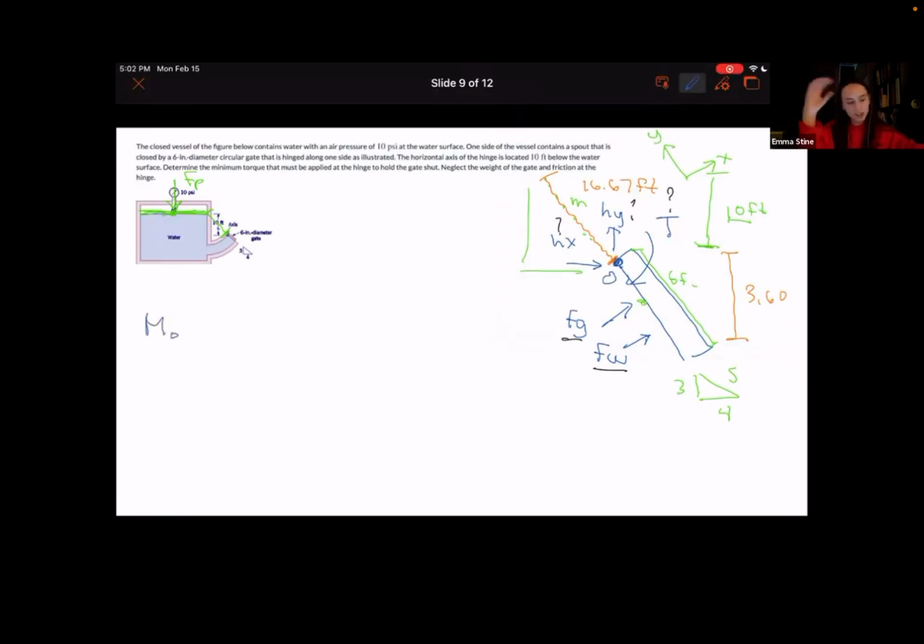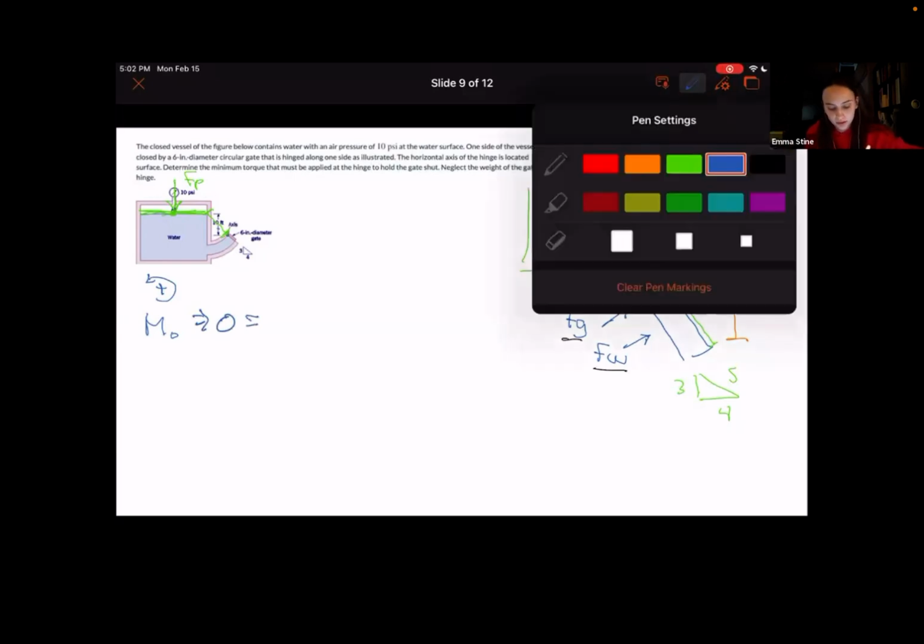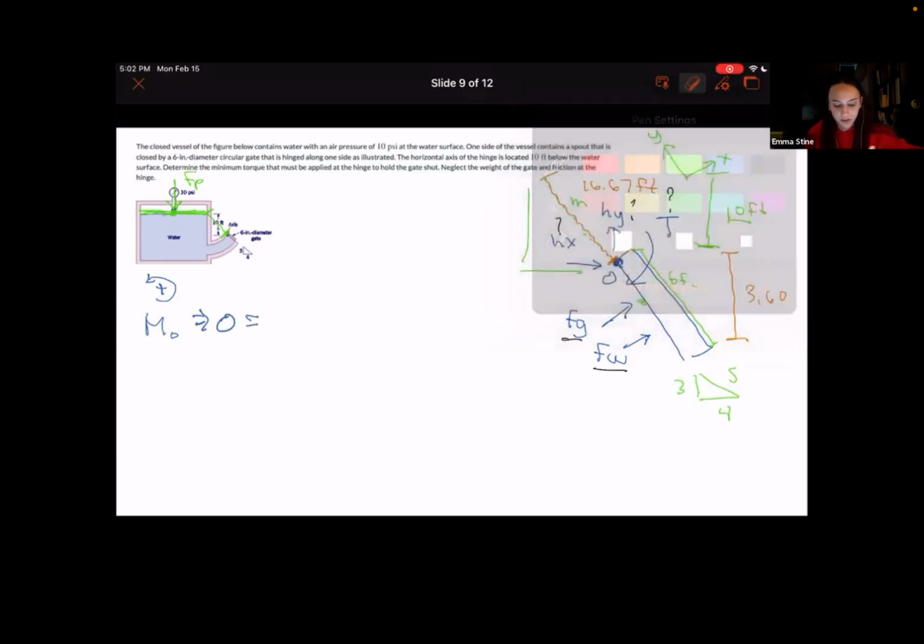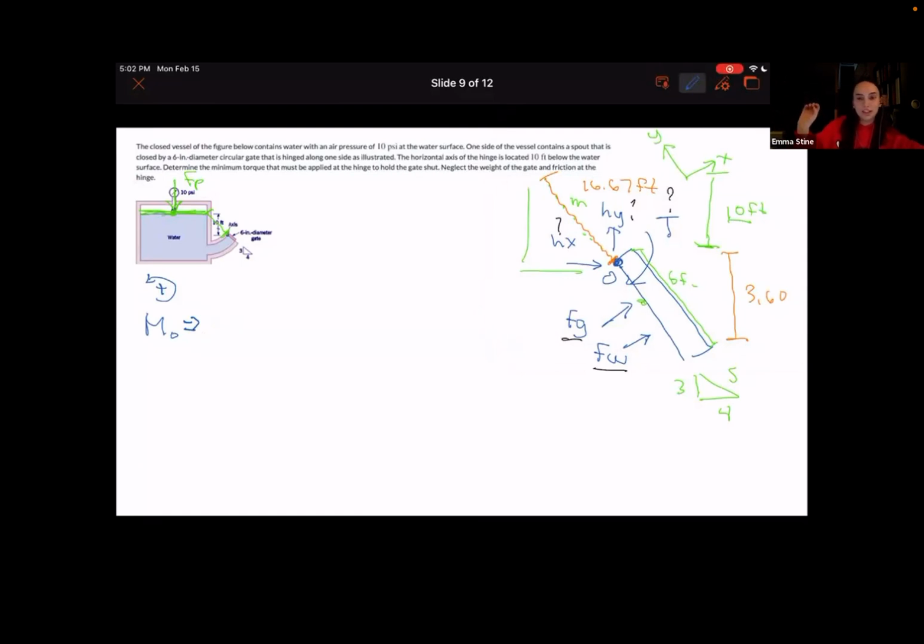So moment around O, doing my right hand rule again. This is positive, and this, okay, what will this equal? This will equal 0. Thank God. Oh, no, it won't. Maybe we won't go there yet. How are we going to do this? So we can start with T, because if you're doing a moment around O, T is still going to be chilling there.